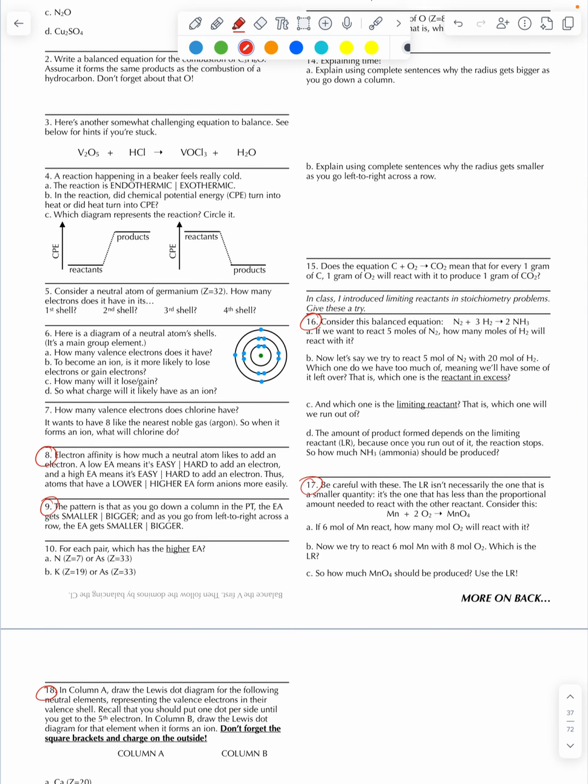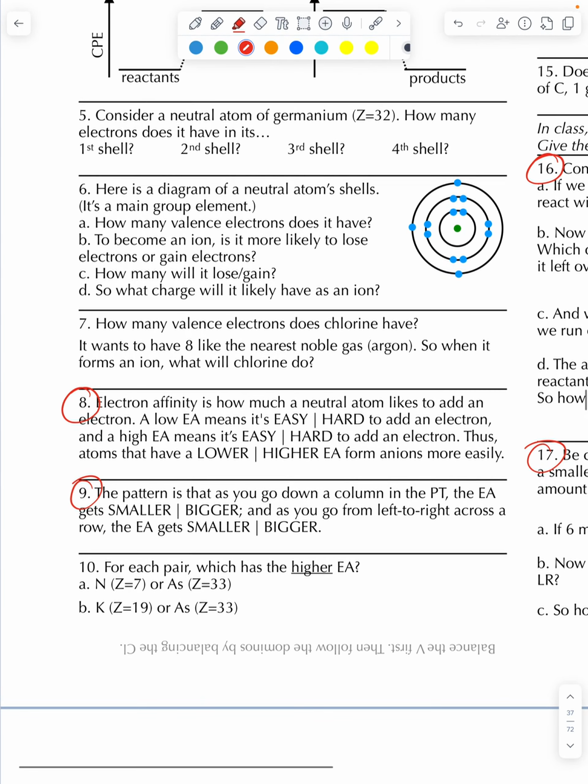Then we talked about electron affinity. Electron affinity is how much a neutral atom wants to add an electron to form a negative ion. A low electron affinity means it doesn't have much affinity for electrons. It's hard to add an electron. A high EA means it loves to add an electron. In other words, atoms that have a high electron affinity form negative ions more easily.